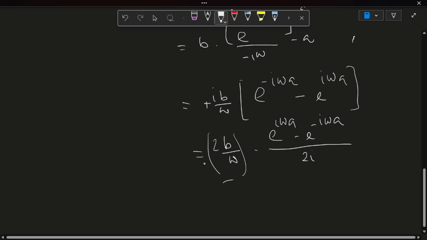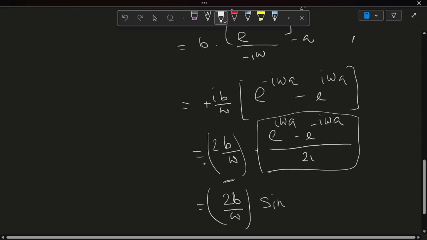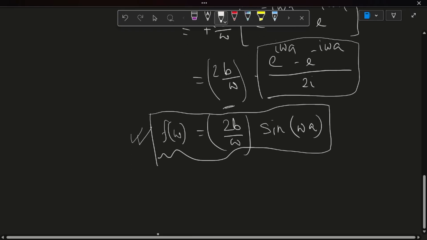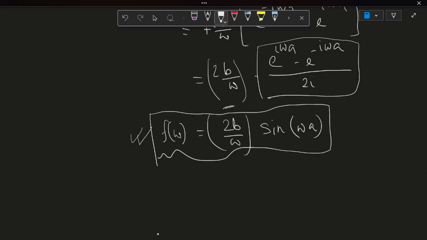So this is a constant, and this is basically sine of omega a. So 2b by omega sine of omega a. So this is f of omega. The function that we have taken, this is how it will look in the frequency domain. Now if we put in the values of omega, then we will know what percentage of information, or how much information of that frequency, is present in the original signal.